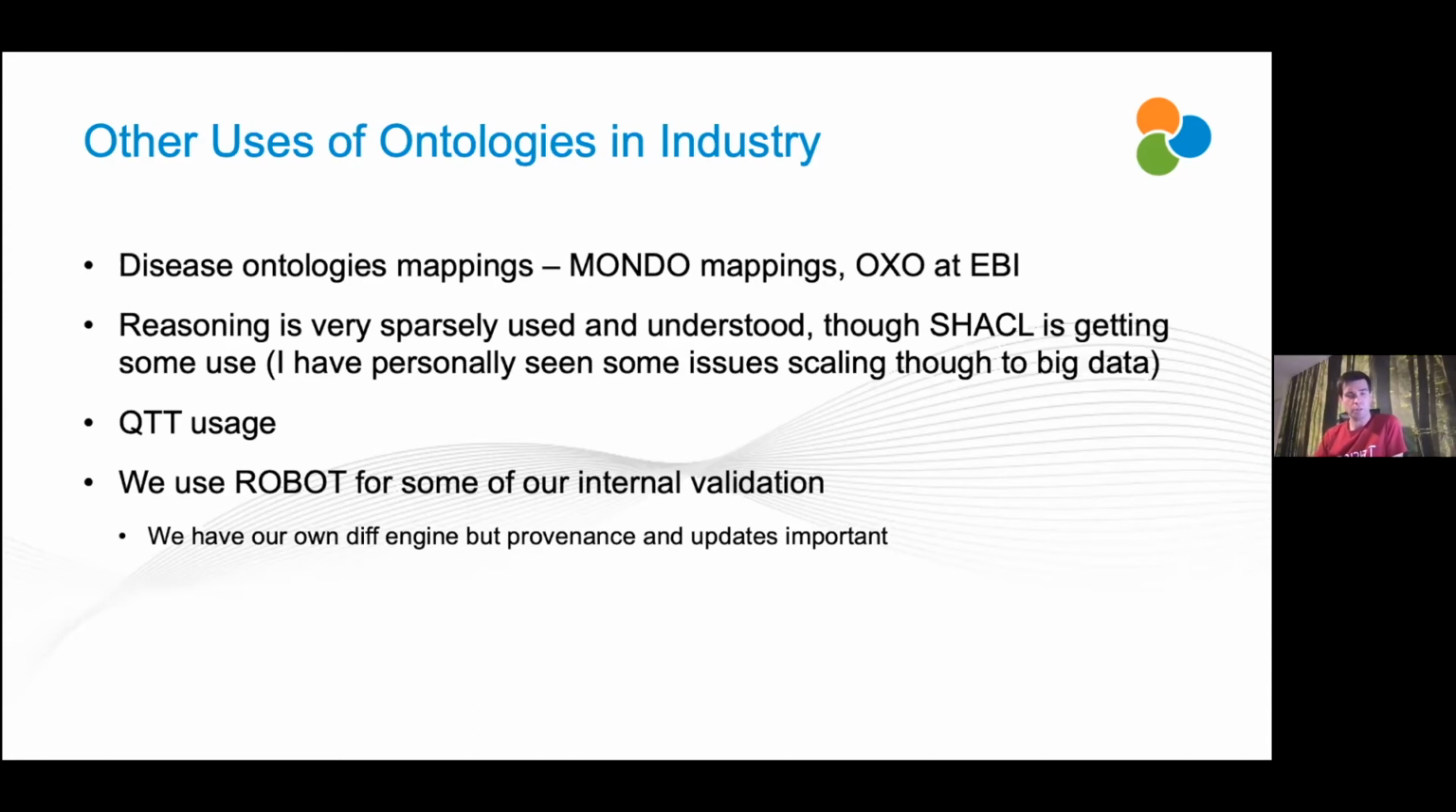And I think the fact that ROBOT supports that is very important. We also use ROBOT ourselves for some of our internal validation. When we look at ontologies, we run some of our tests through ROBOT as well. So that's useful too. I think that's all very cool. ROBOT's very cool.